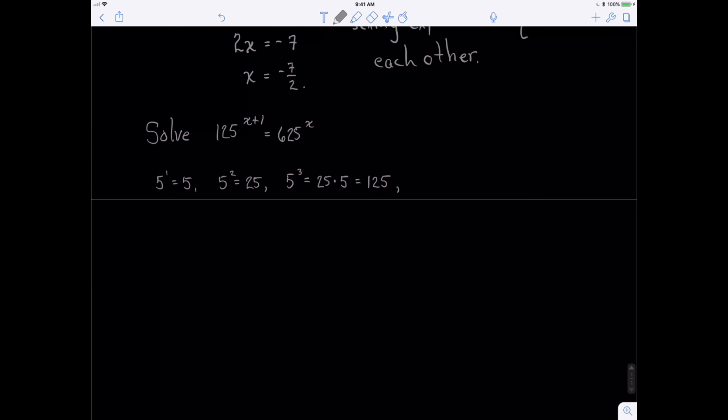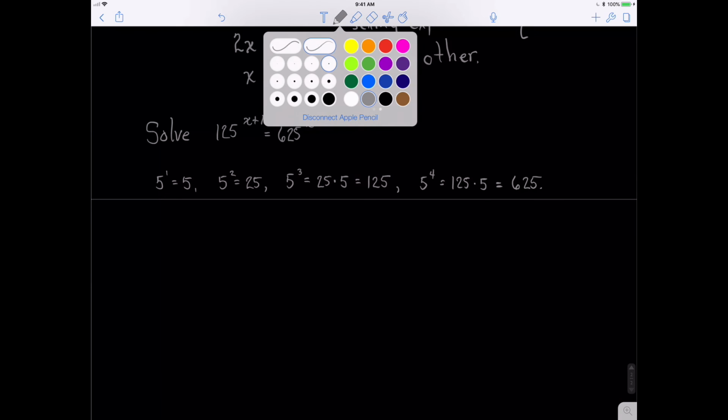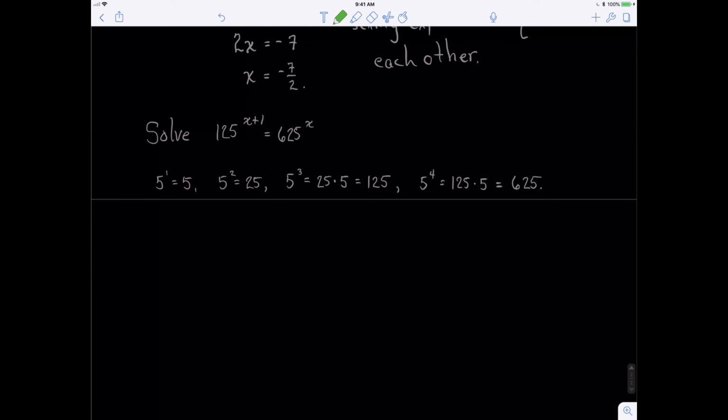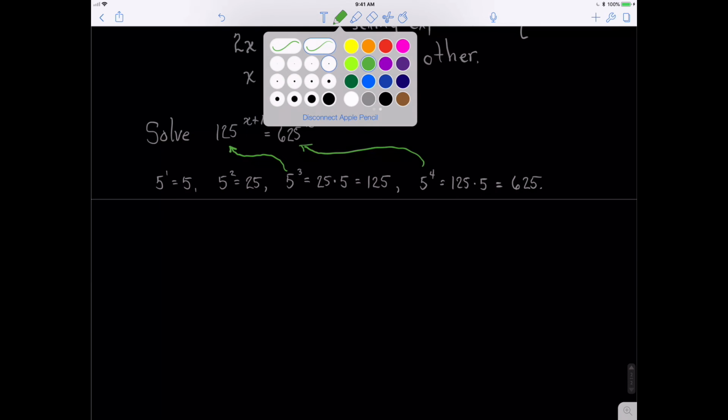Let's try again. Maybe we'll get another one. Let's try 5 to the fourth. Remember, that's 125 times another 5. And if you have your calculator, you can verify that, in fact, that is 625. So we want to write both of these in base 5. Notice that the 125 is 5 cubed, and the 625 is 5 to the fourth power.